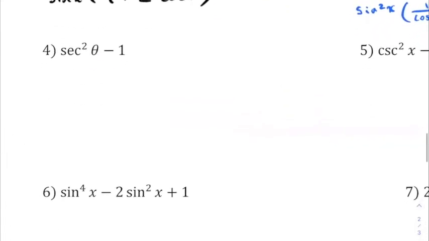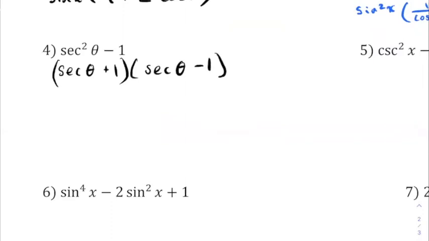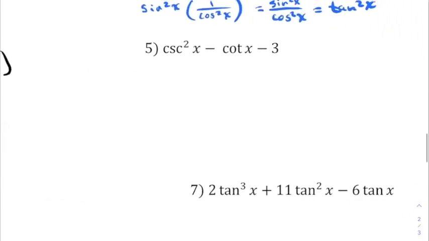Number 4 is probably an easier one. This is just the difference of squares. So secant theta plus 1 times secant theta minus 1. Okay. This is what we would get if we were factoring. Again, if we were trying to simplify, hopefully you see that secant squared theta minus 1, using a Pythagorean identity, would just be equal to tangent squared theta.